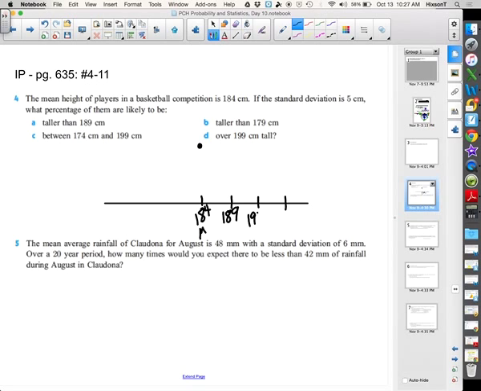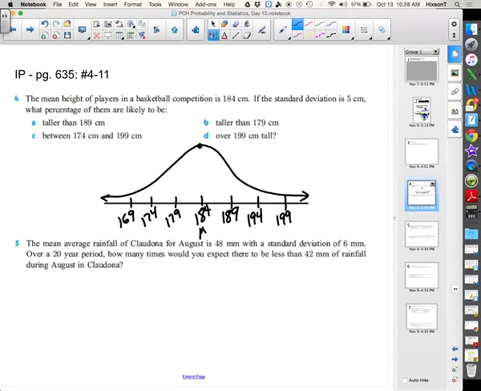Then we're at 194 and 199. Then we're going to go down 3 standard deviations. 1, 2, 3. So now we're subtracting 5. 179, 174, 169. Okay? And you can just do a rough sketch of your bell curve at this point. The key, though, are those values.